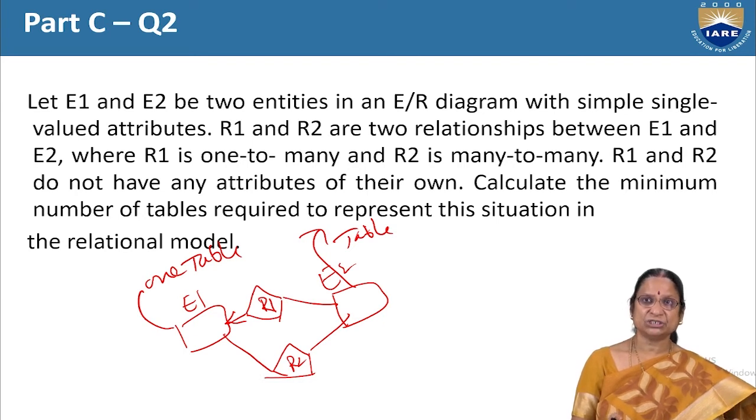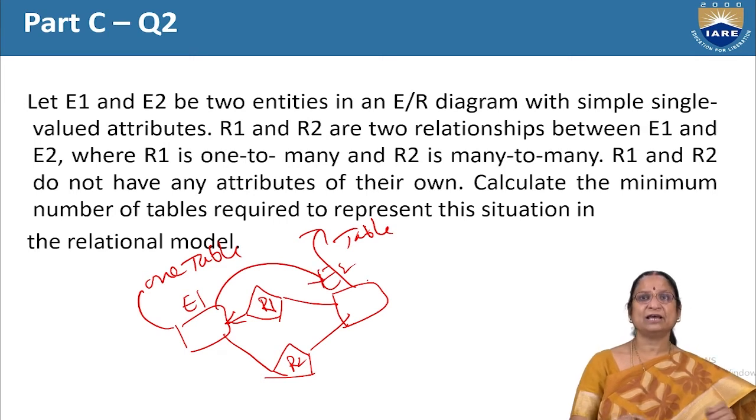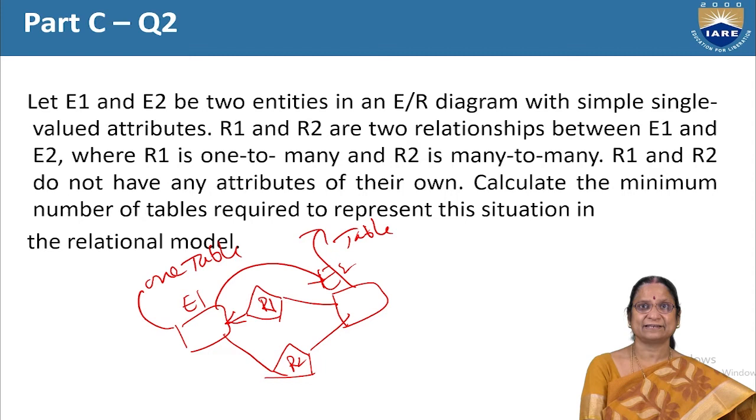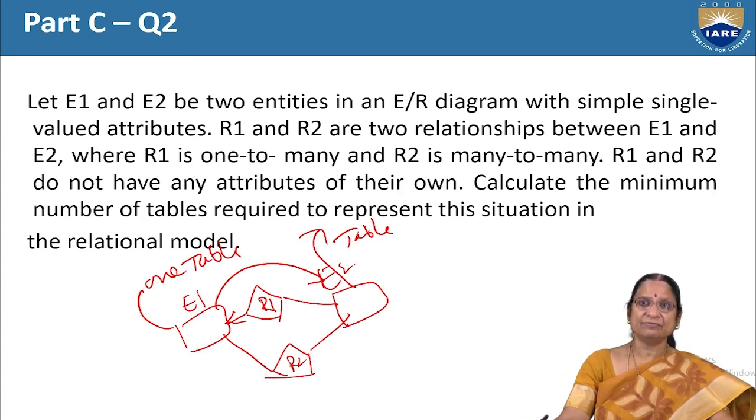Coming to the relationships, one of the relationships is one-to-many. For a one-to-many relationship, a new table need not be created. The primary key of the one side entity set can be added as a foreign key to the many side entity set. That is, a referencing key can be specified. So a primary key, foreign key relationship will be established between these two. So no table is required for the one-to-many relationship.